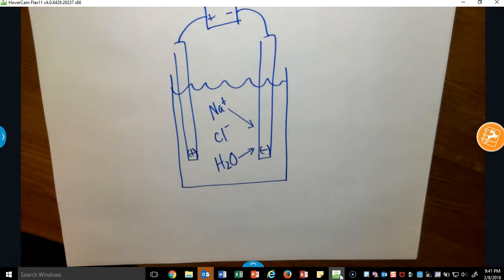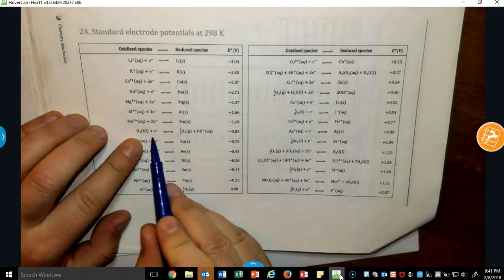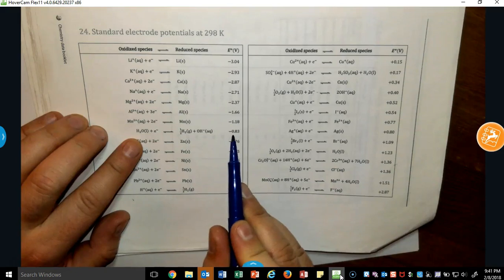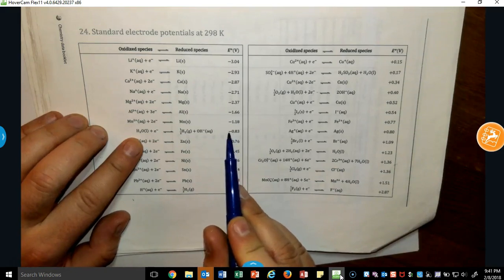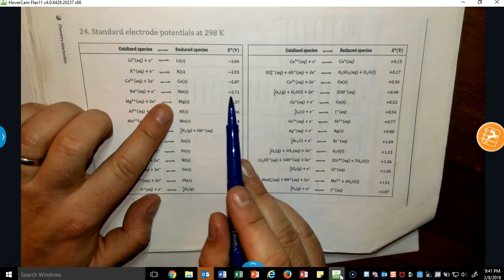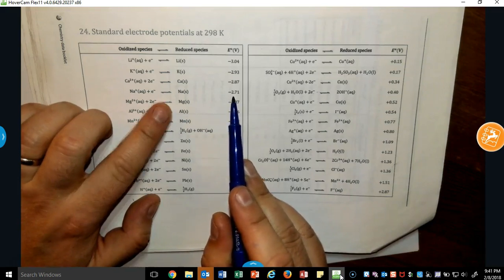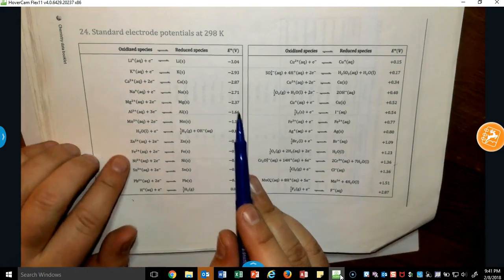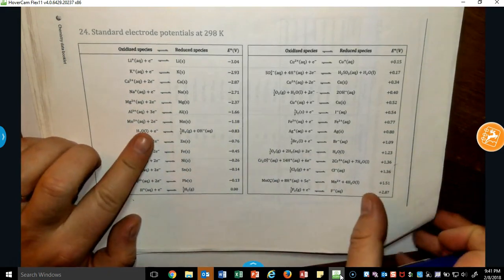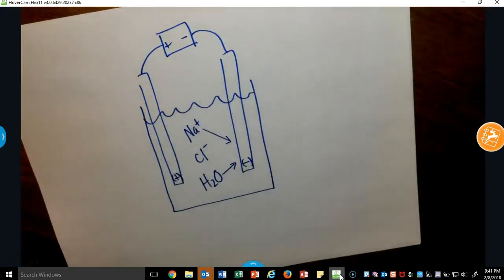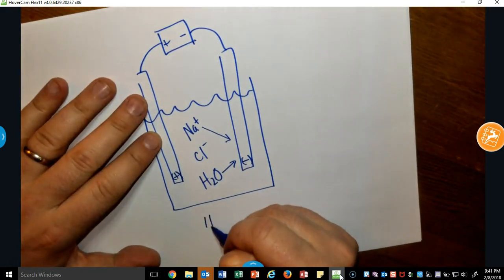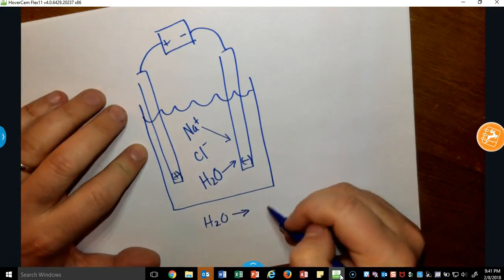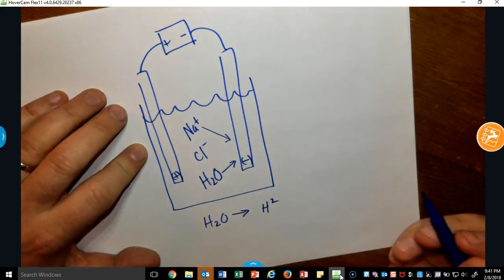But if you look in your data booklet, we see the reduction of water is up here with an electrode potential of negative 0.83. And the reduction of sodium is up here at negative 2.71. That means that sodium is less likely to be reduced and water is more likely to be reduced. So in the competition for reduction, water wins, and water will be reduced to form hydrogen gas.